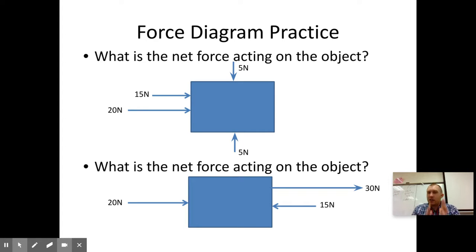Bottom object, nothing acting in the vertical direction, so there's no change in motion in the vertical direction. But there's a 20 heading to the right, a 30 heading to the right, and a 15 heading to the left. 20 plus 30 is 50 because they're heading in the same direction. Minus 15 gives me 35 Newtons to the right for the second object. Both of them actually have a net force of 30 Newtons heading to the right. They would be accelerating to the right.